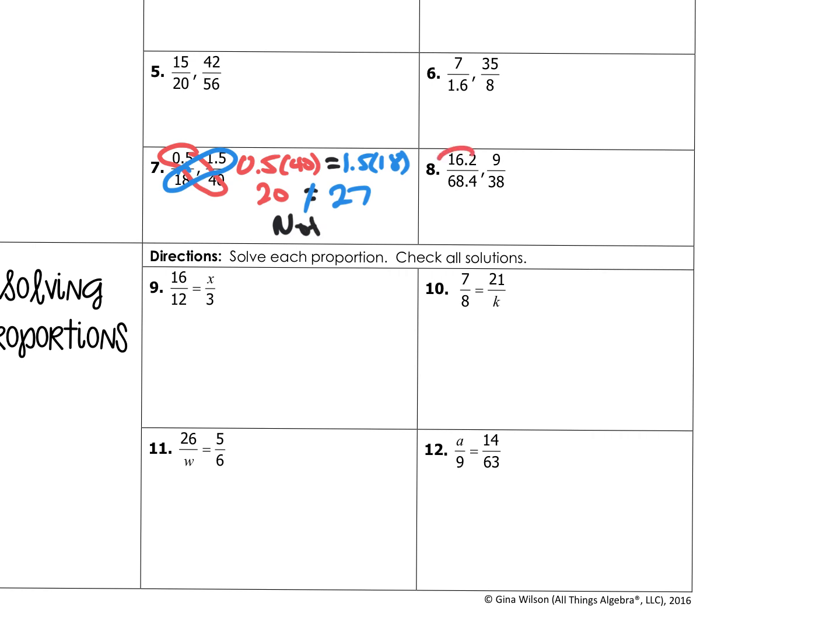On our next one, we're going to take 16.2 times 38, and we're going to check to see if that's the same as 9 times 68.4. So 16.2 times 38 ends up being 615.6, and 68.4 times 9 ends up being 615.6. So yes, these do form a proportion.